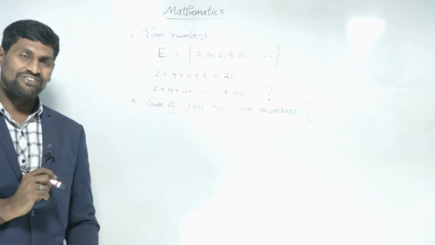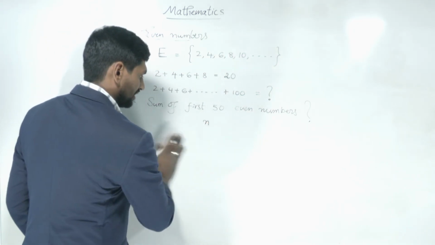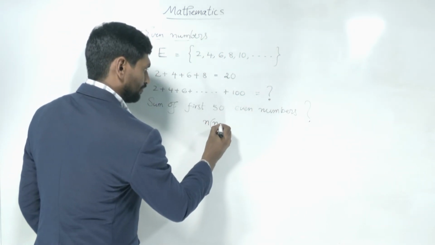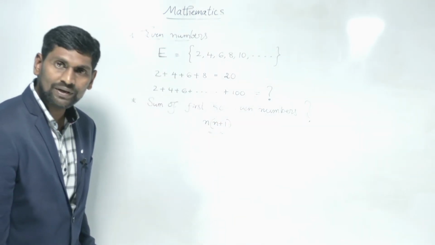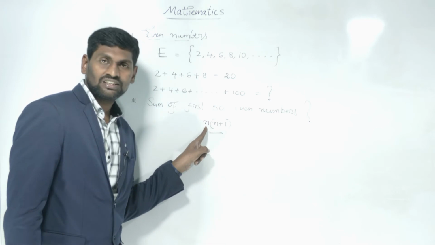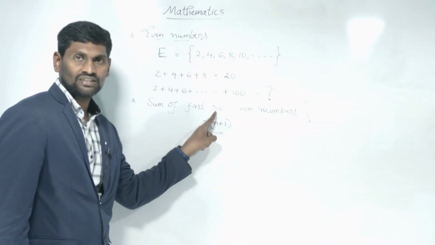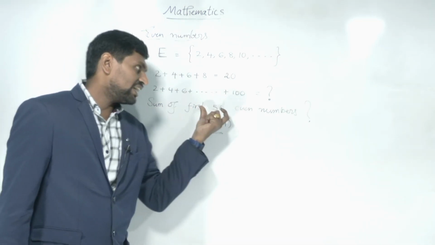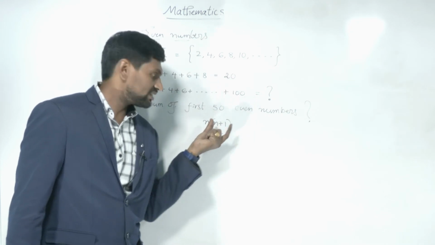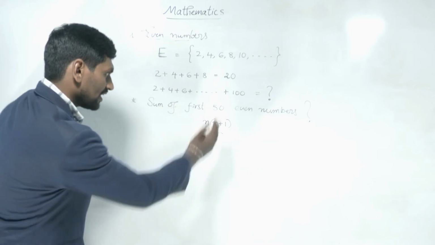For remembering this concept easily, we are giving a formula: n into n plus 1. Here n means the number of even numbers. There are 50 even numbers, so we should write n value 50. If the first 100 even numbers are asked, in the place of n we should write 100. Okay, let us see this.